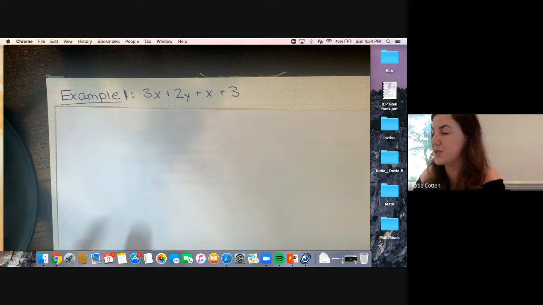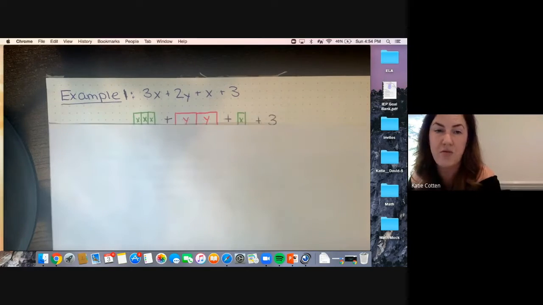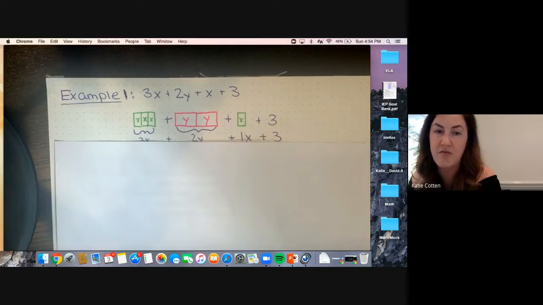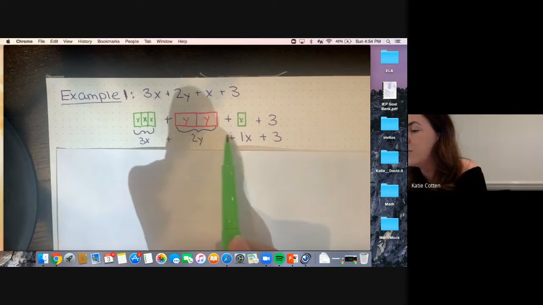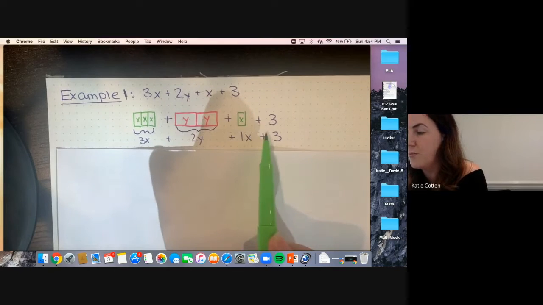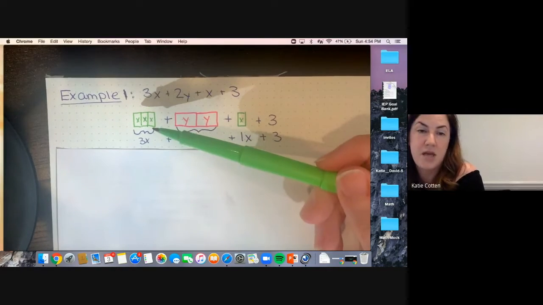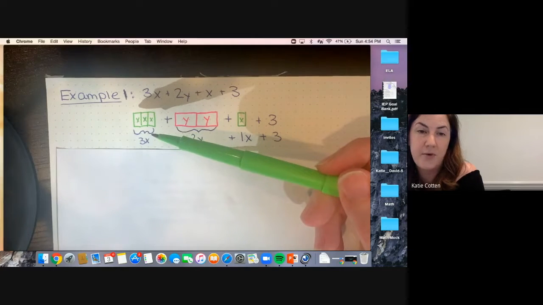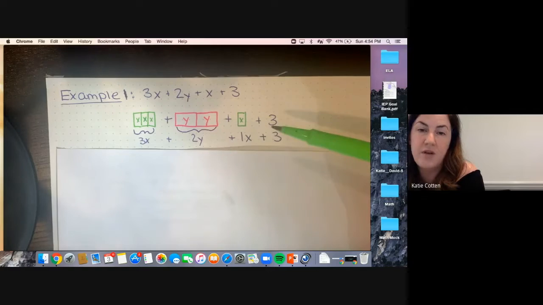Let's take a look at what this would look like if we represented it visually. I drew it out for you here. You'll see that we have 3 x's that we're adding to 2 y's plus another x plus a 3. So we have a term that has x as a variable, we have an algebraic term with a y variable, and then we have another term that has the x.